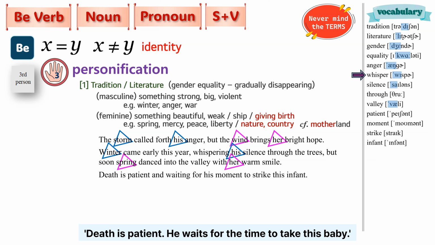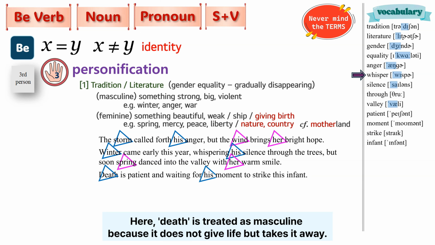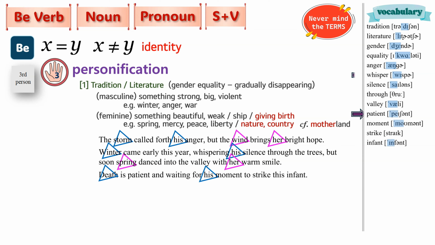Death is patient. He waits for the time to take this baby. This already makes sense, right? Here, death is treated as masculine because it does not give life but takes it away. Now let's check the stress and listen. Death is patient and waiting for his moment to strike this infant.